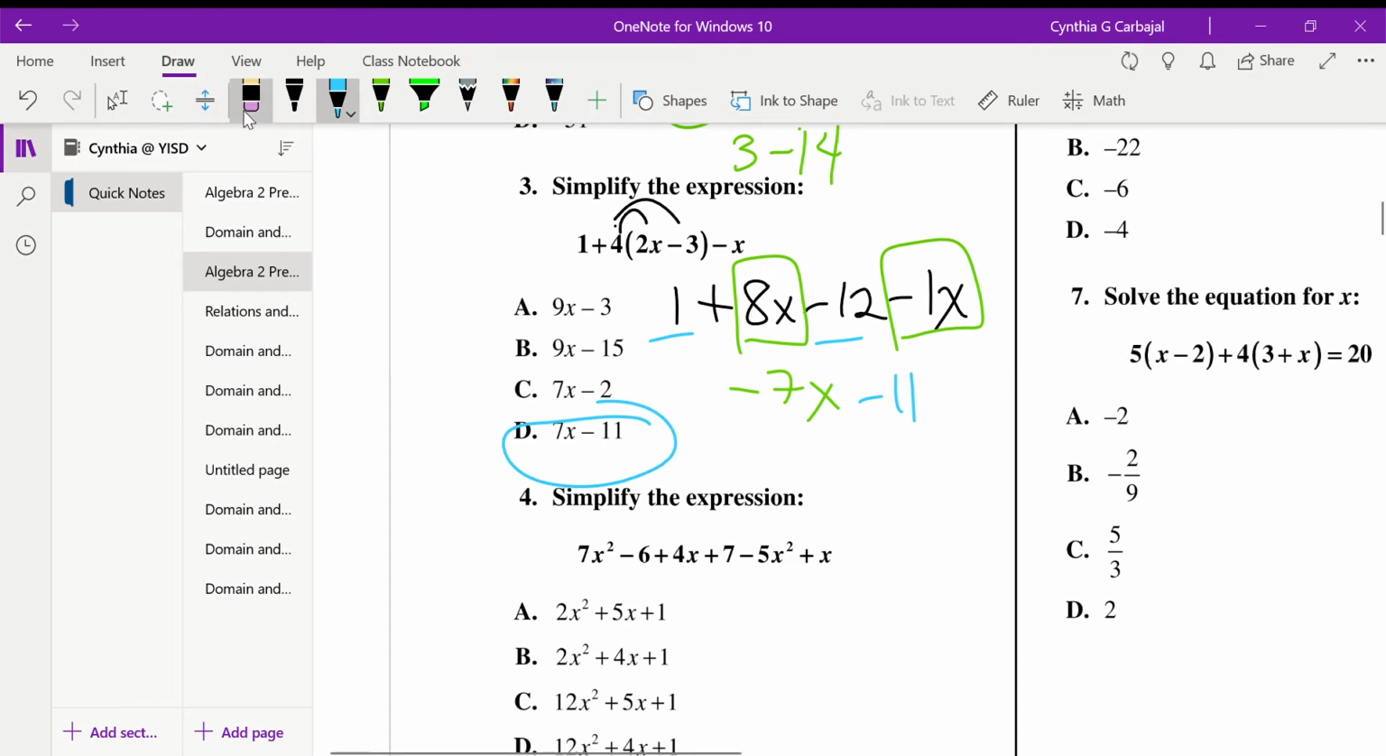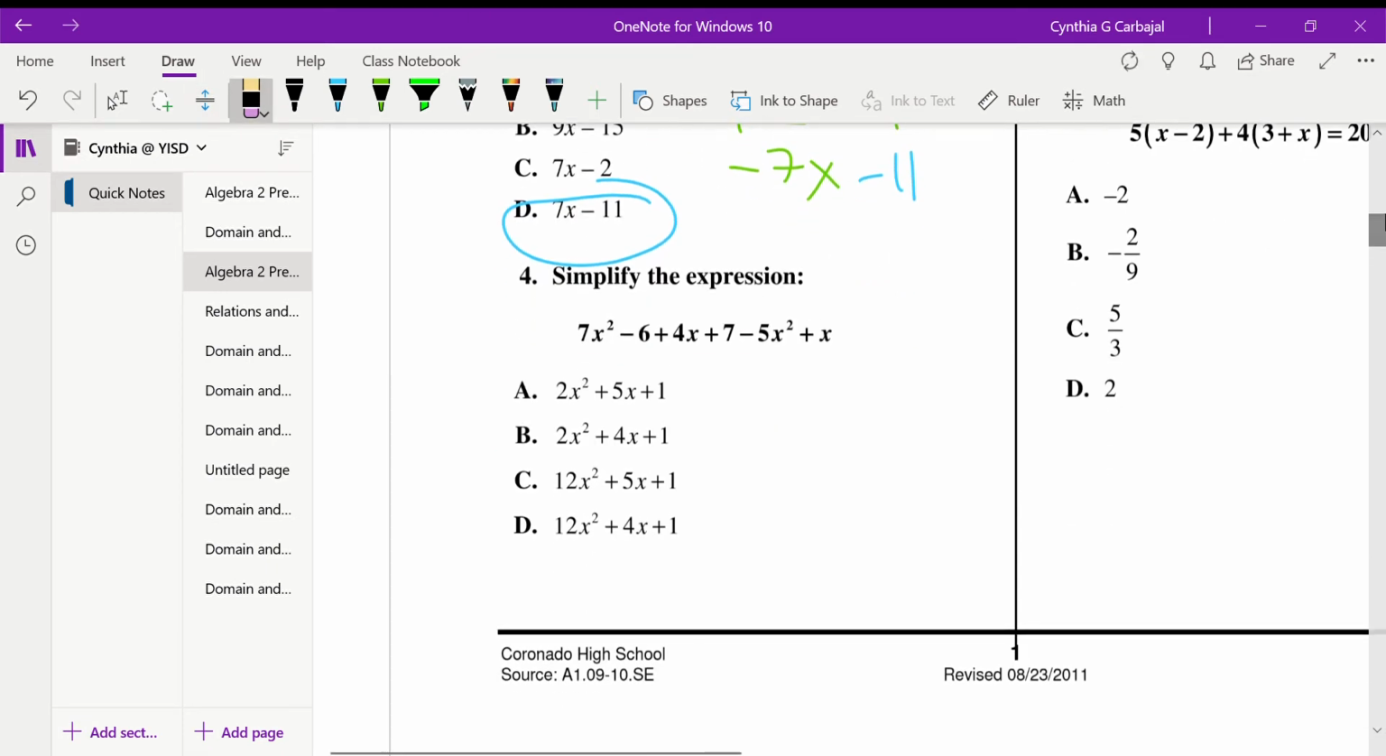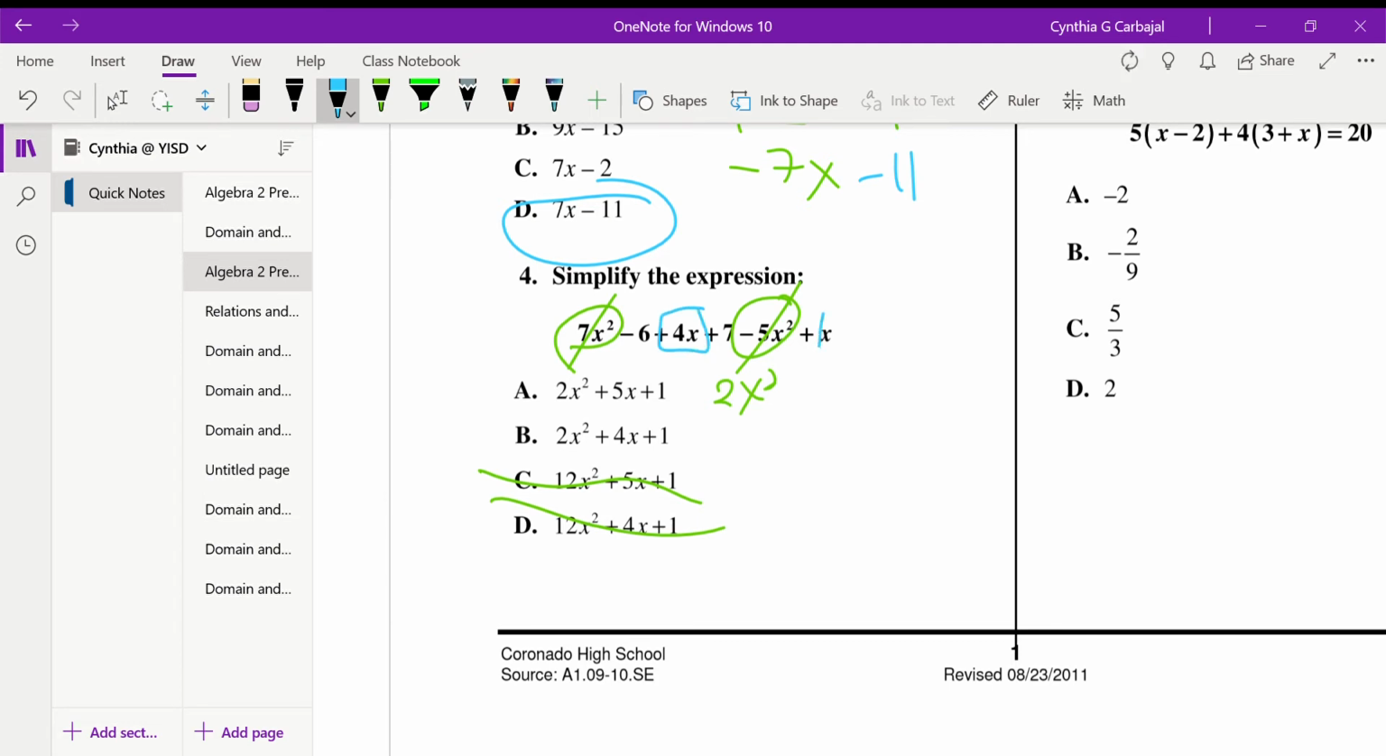Alright, number 4. You're supposed to just combine like terms. You have 7x squared minus 5x squared, and that's going to give me 2x squared. So that crosses out these two. And then we're going to do the x's: 4x plus 1x is 5x. And the last thing we have there is the negative 6 plus 7, and that's going to be positive 1, because they have different signs, so we subtract and keep the sign in the middle.